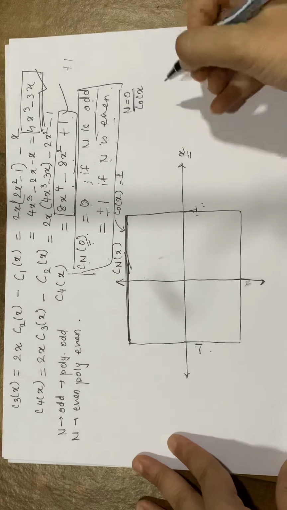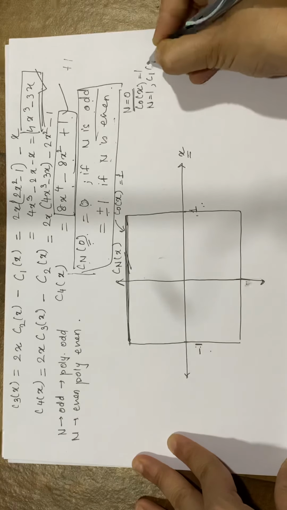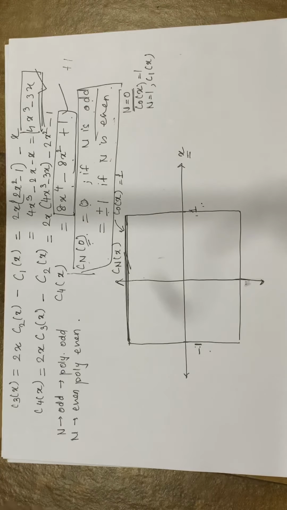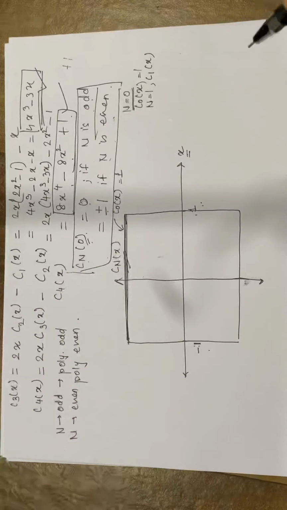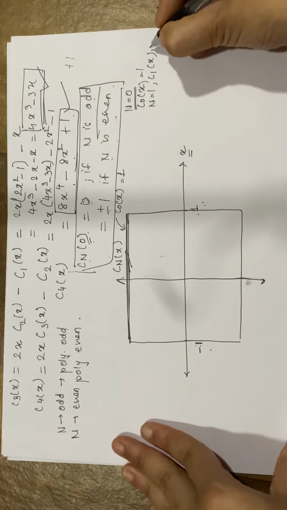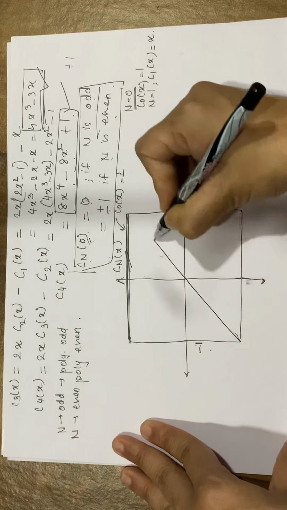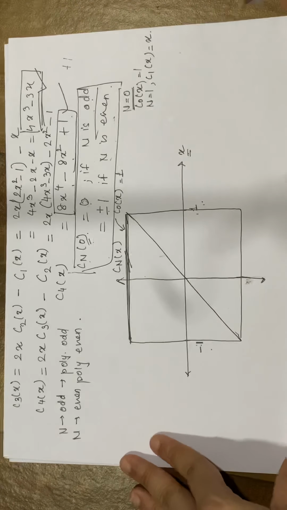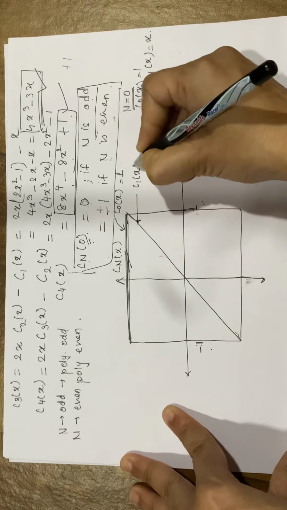Okay, for n equal to 1, what was C1 of x? We have already seen C1 of x was equal to x. So how will it look like here? C1 of x was x, right? So how will that look like? It will look like this, a straight line which passes through the origin. So this is actually your C1 of x.